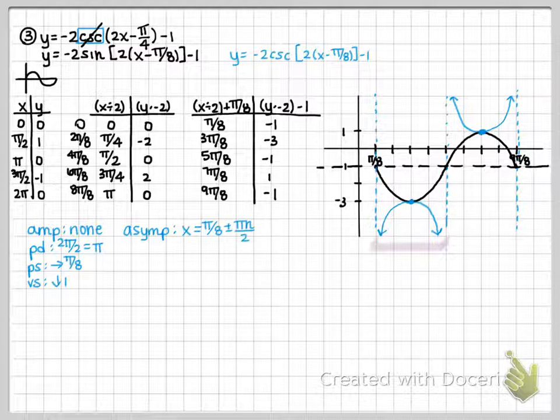We can also remember this because if you take a look at the graph, there are 3 asymptotes, one at the end, one in the middle, and one at the beginning, which means the asymptotes are half a period. If the period is pi, then the distance between the asymptotes is pi over 2, or half of the period. All right, now that we have the asymptotes, we can do the domain, which is going to be everything except where the asymptotes are located.